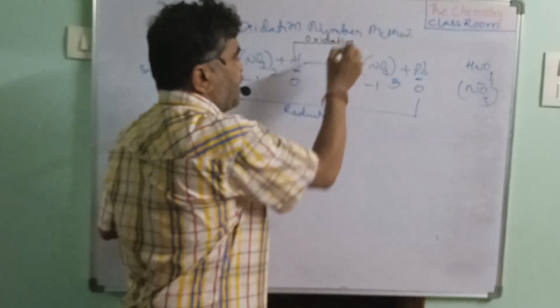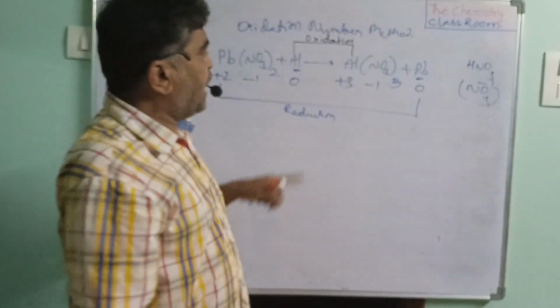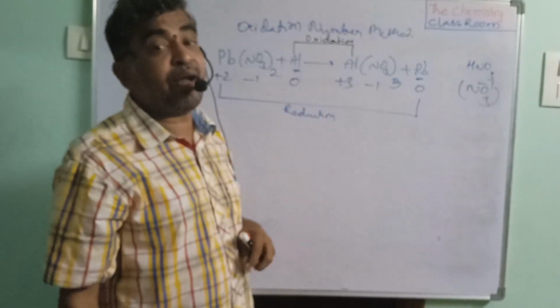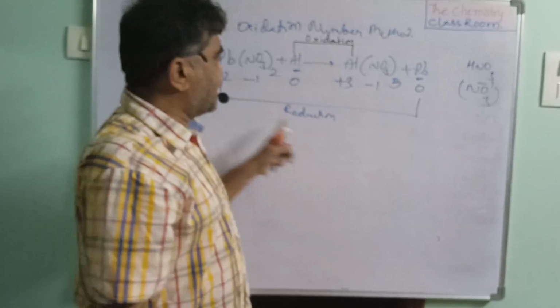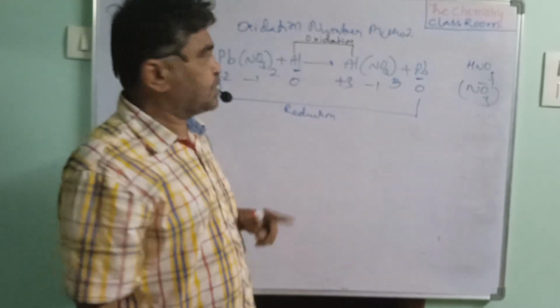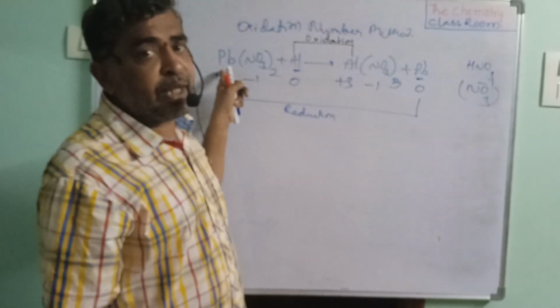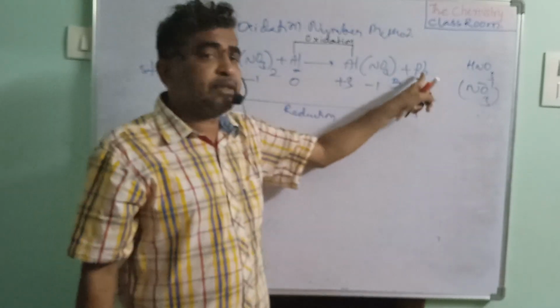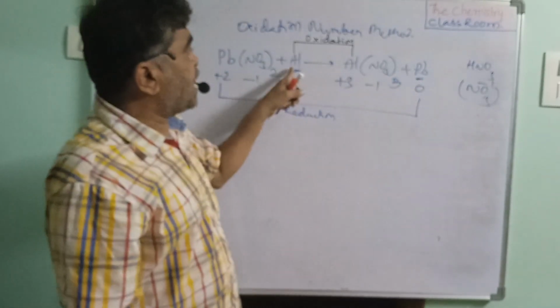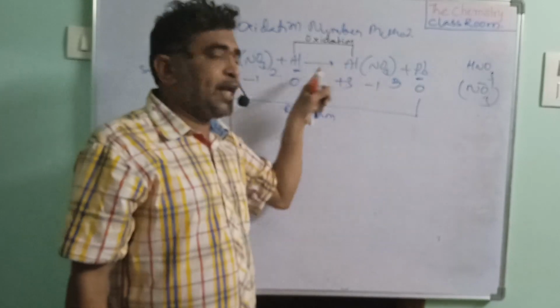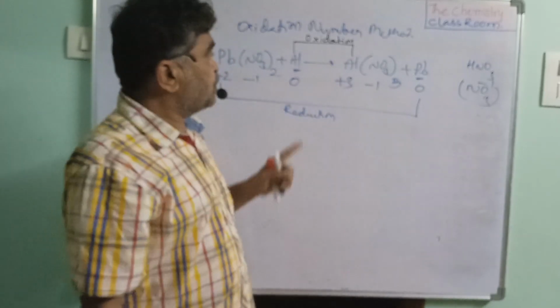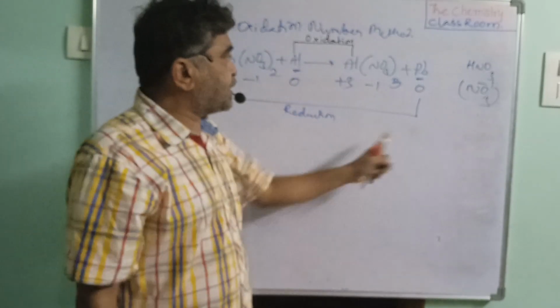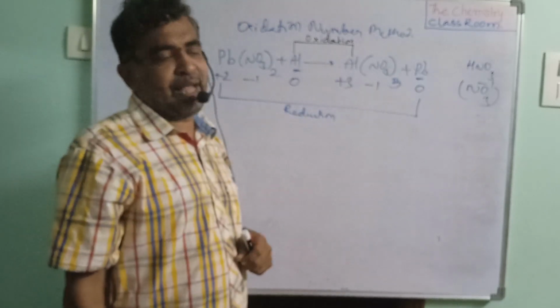So there is a reduction reaction and an oxidation reaction. So it is a redox reaction. One is reduced and the second is oxidized. Here before the reaction the lead is +2. After the reaction the lead is 0. Before the reaction aluminum is 0. After the reaction aluminum is +3. So here one is reduced and the other one is oxidized.